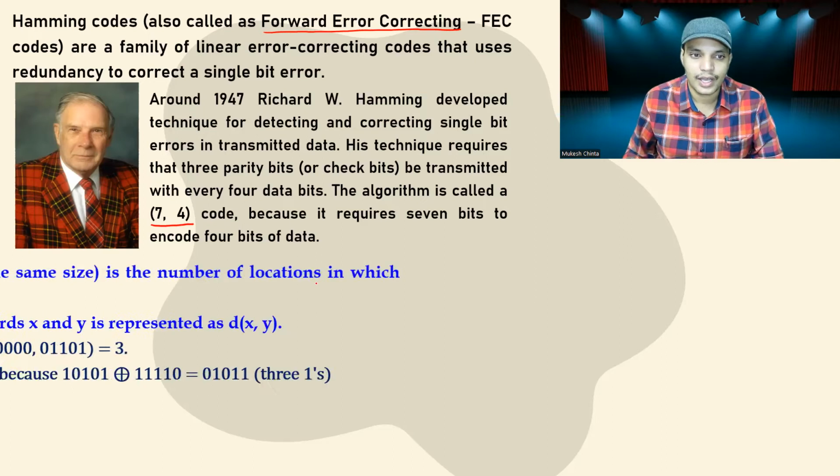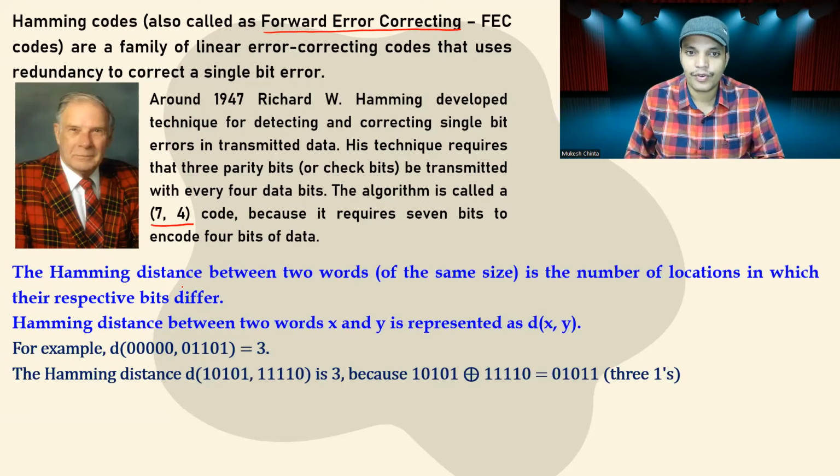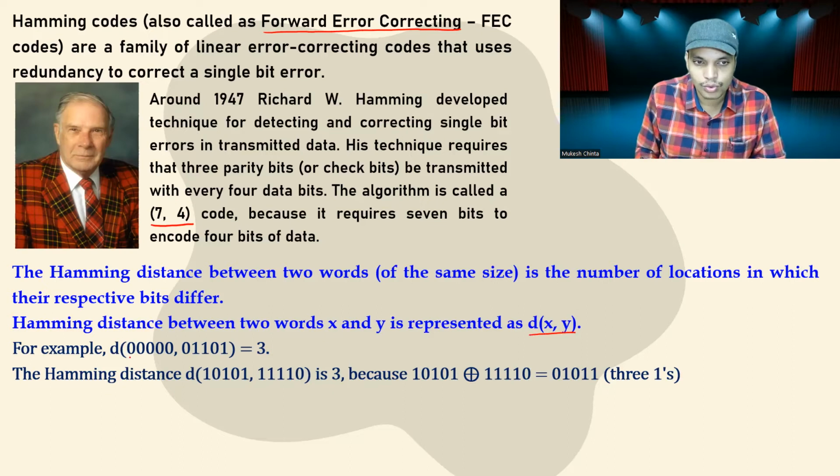Now, the Hamming distance between 2 words of the same size is the number of locations in which their respective bits differ. Let me show you. The Hamming distance between 2 words x and y is represented as d(x,y). Now these are the 2 code words. The Hamming distance is nothing but the number of bit positions that differ in these 2. Check out the first bit position: there is no change. But in the second bit position, there is a change. The third bit position is a change. Fourth, there is no change. And fifth, there is a change.